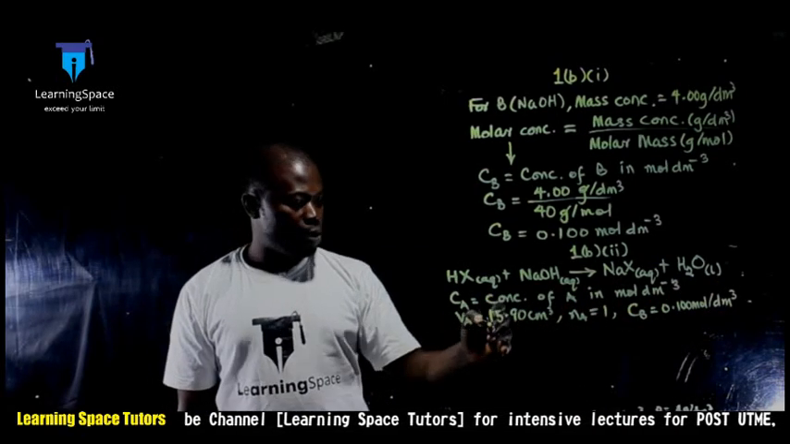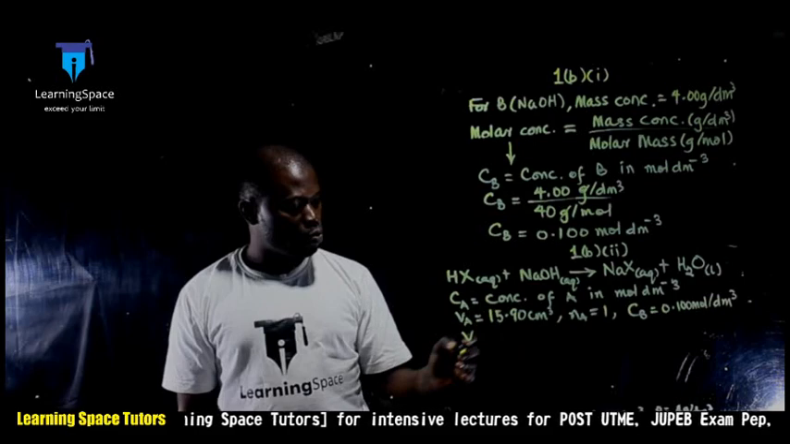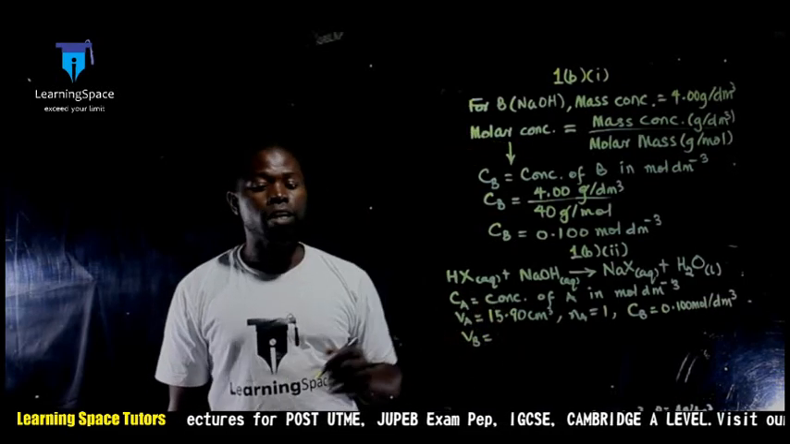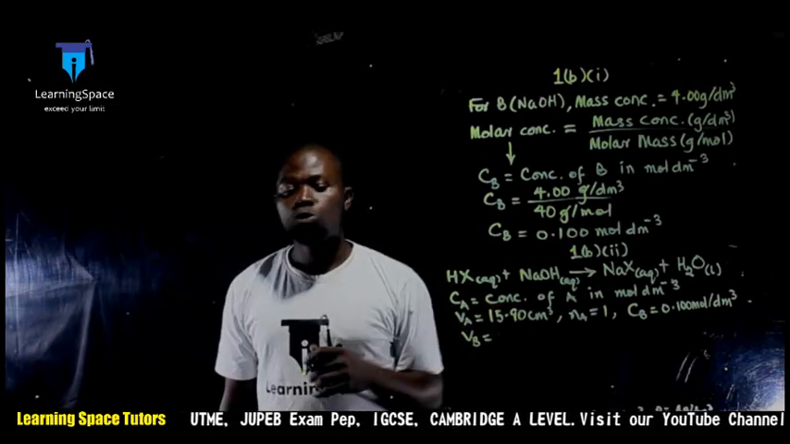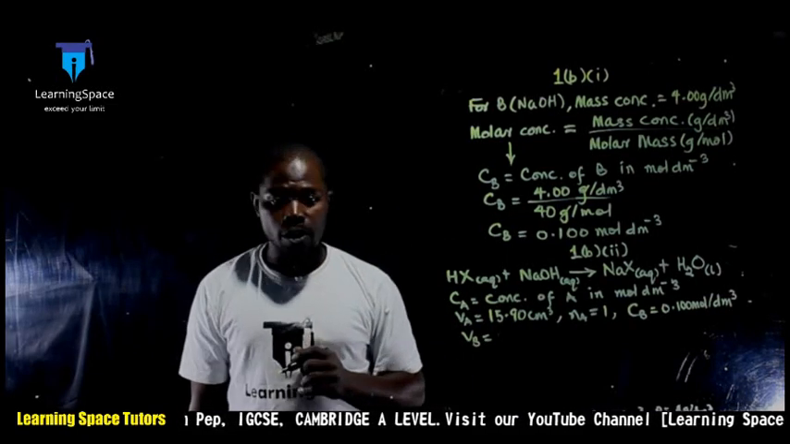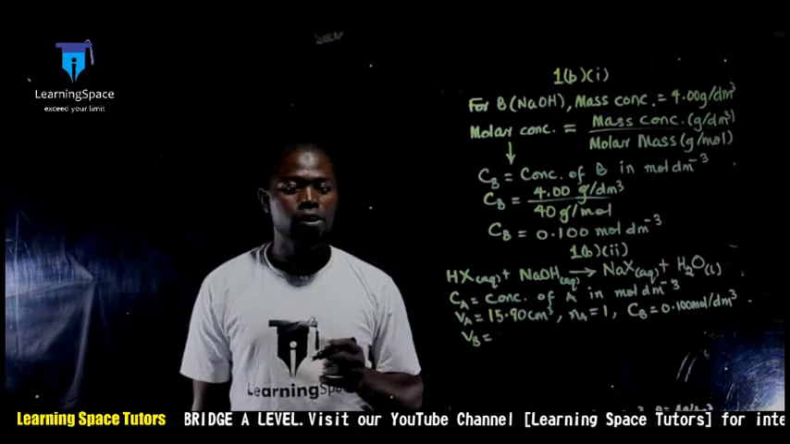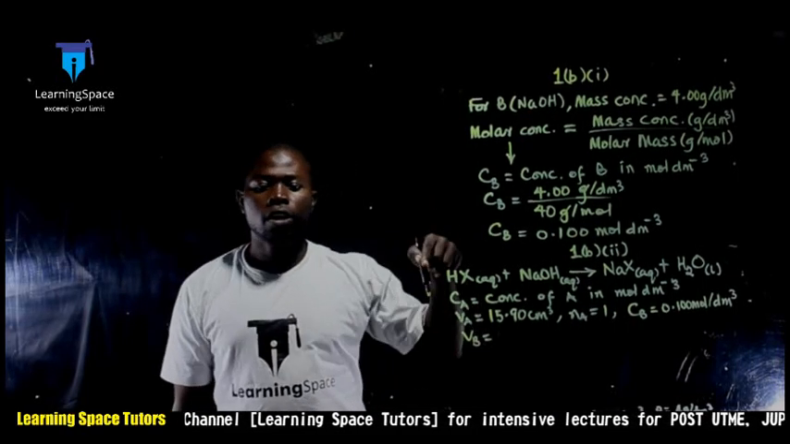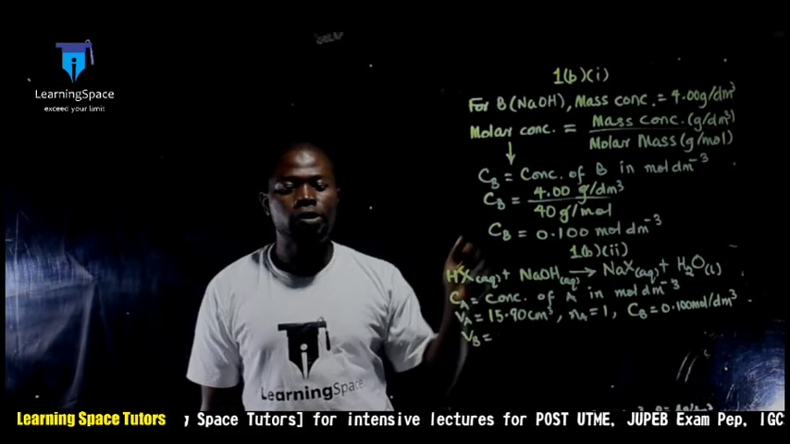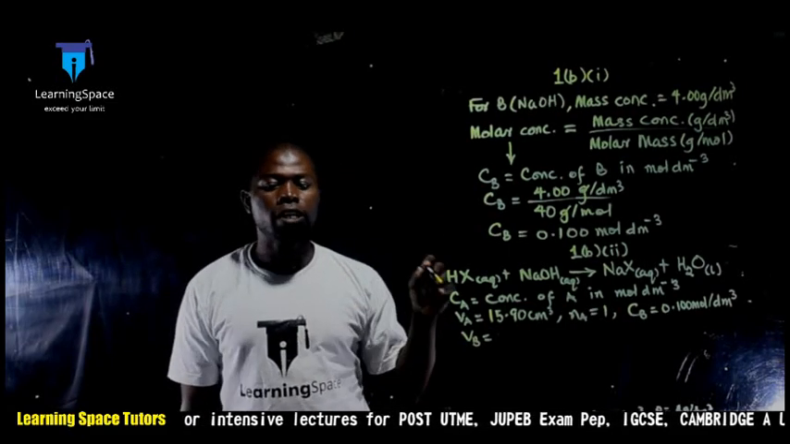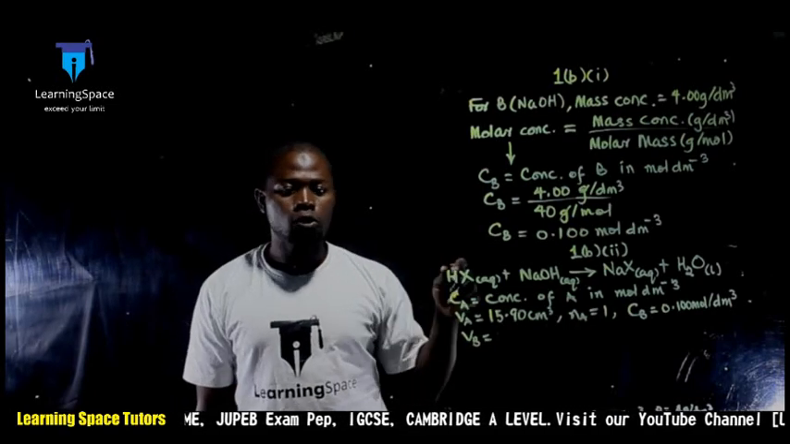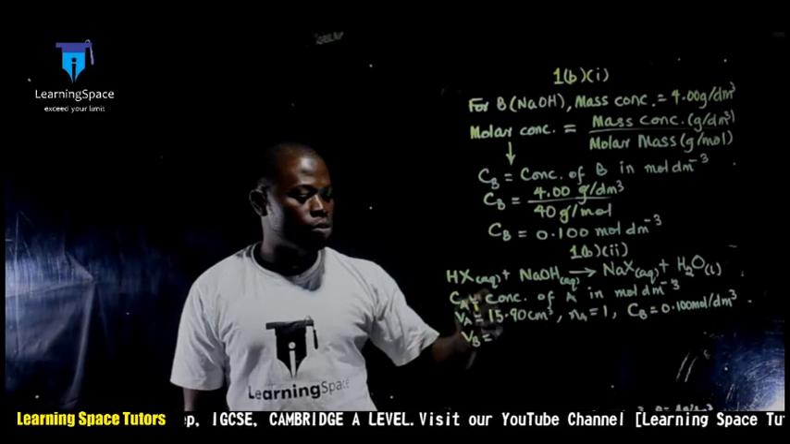Then Vb, which is the volume of base used. In this titration, we are presuming that we are using 25 cm cube of the base. So if you are using 20 cm cube of the base, you can comment in the comment section for the likely titer value that you will obtain from this kind of titration.